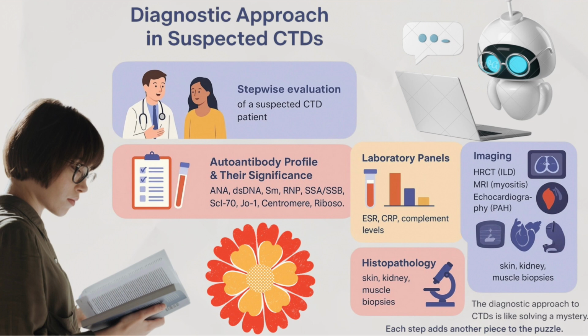Skin biopsies are equally important. For example, differentiating a lupus rash from dermatomyositis or from a drug reaction. And muscle biopsies confirm polymyositis or dermatomyositis when MRI isn't enough, while also ruling out mimics like muscular dystrophy. Histopathology is not just about proving the diagnosis, it's about tailoring treatment.